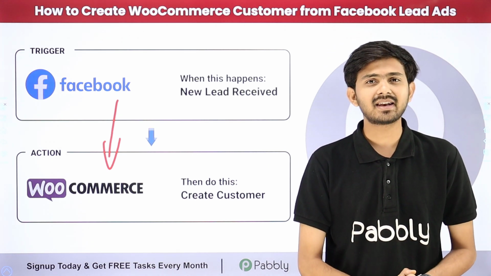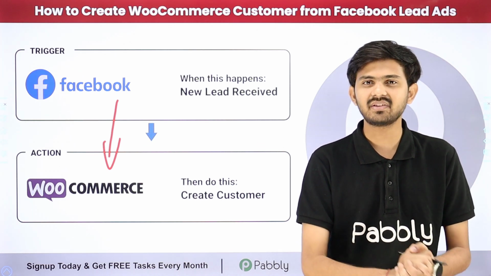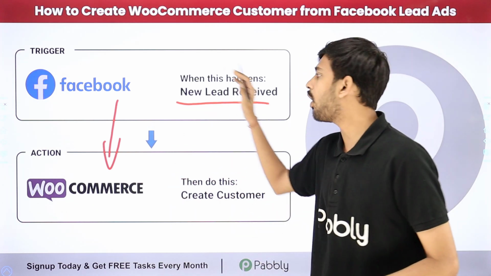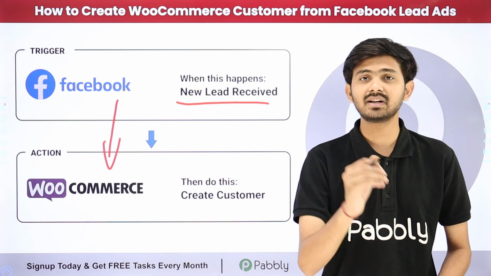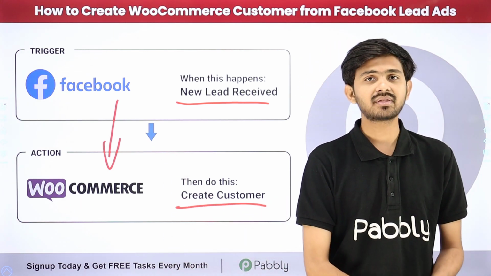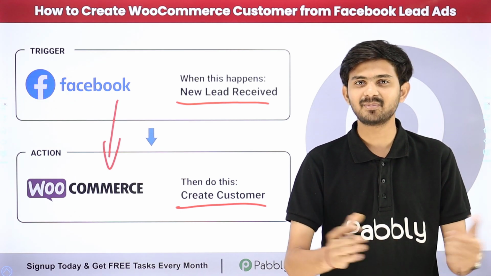So Pabbly Connect is an amazing software for automation and integration. Now with Pabbly Connect, whenever I'm going to receive a new lead through Facebook lead ads for my product line, then automatically by using those details, I will create a new customer on WooCommerce. So how I'm going to set up this automation and how I'm going to create this connection, for that, let me take you to my computer screen.